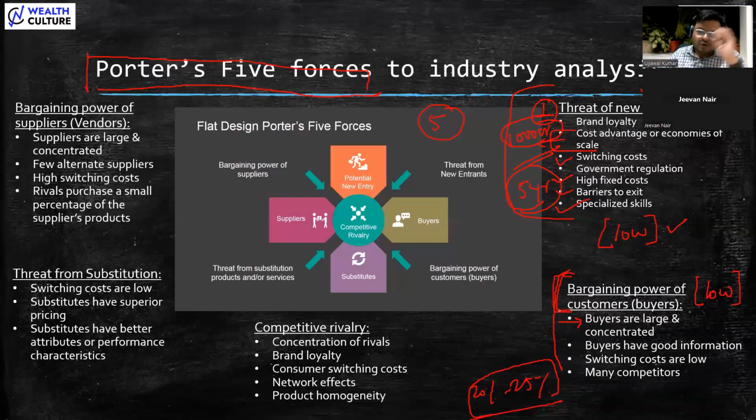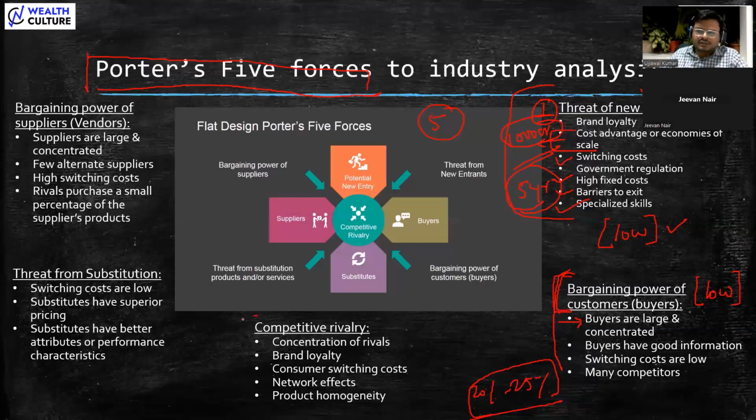So not all businesses are in a position to drive what kind of customers they want, but if you are in a business where there is less concentration, you are selling to a large number of customers, even if 4 or 5 of them go away, it doesn't matter. That sort of business you want to be in.